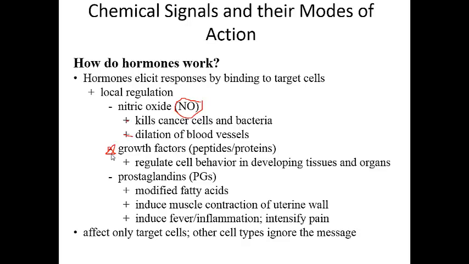The last local regulator for you to know is the prostaglandin. It's a modified fatty acid. It's going to induce muscle contractions of the uterine wall during childbirth. It also plays a role in inflammation. It's going to intensify pain in an area of your body that has damage to it.